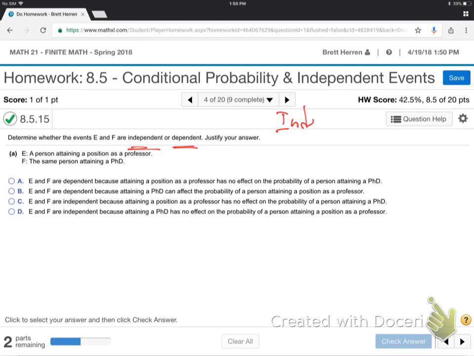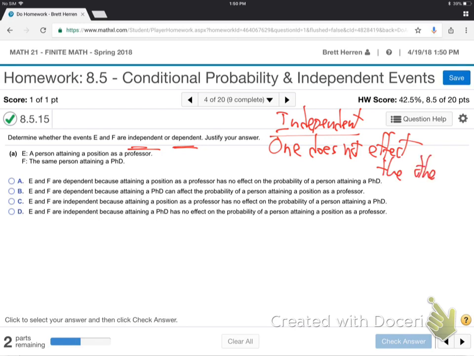Basically, independent things, one does not affect the other. So what would that mean? That'd be like me saying, hey, what's the probability that I'm going to do well on the exam next Thursday if it rains? Now, whether it rains or not has nothing to do with whether you're going to do well or not do well on the exam. It has to do with studying, right? So those are two things that are independent.